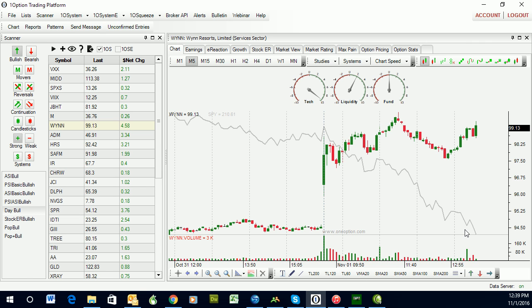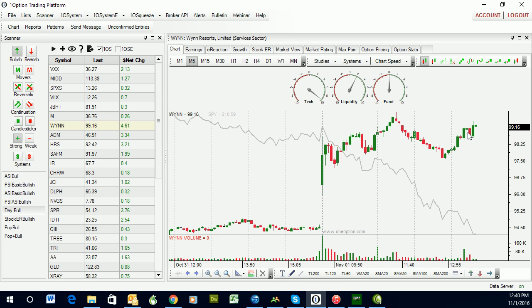Let's say that the bottom falls out of the market. Guess what? This stock has relative strength and it's not going anywhere. It's already shown us the buyers are lined up. They want to be long this stock. That's our edge.